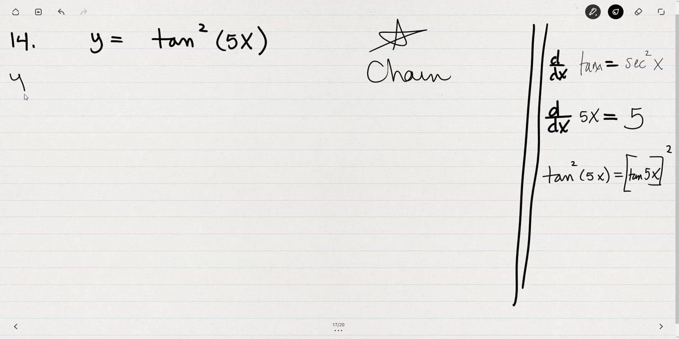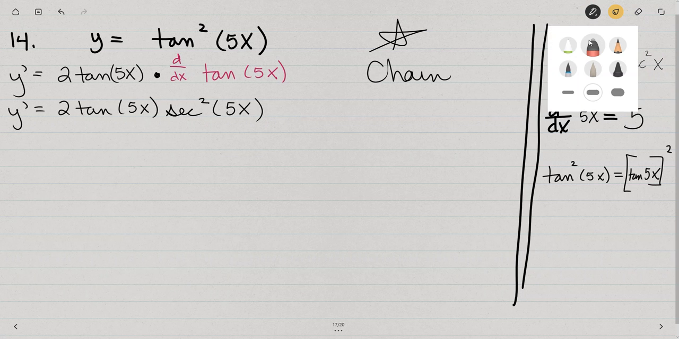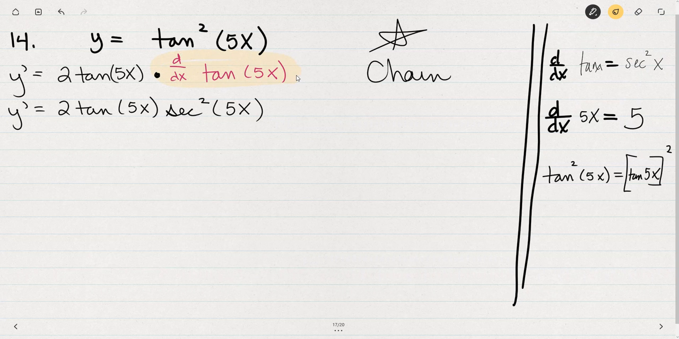So when I go to do the derivative, I'm going to get 2 times the tangent of 5x to the first power. Then I've got to go back and do times the derivative with respect to x of tangent of 5x. When I chain that first layer, we'd have 2 tangent of 5x. The derivative of tangent is secant squared. So the derivative of tangent of 5x is secant squared 5x.